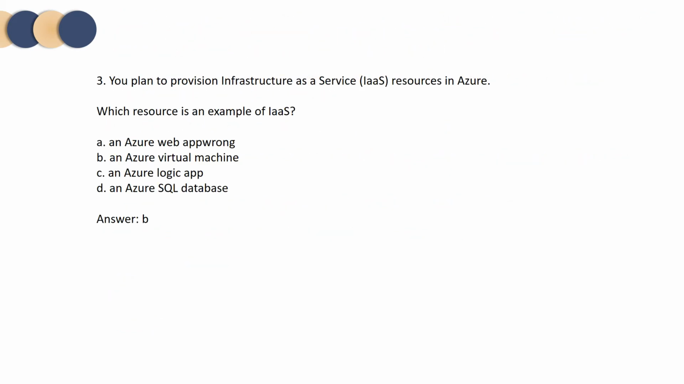3. You plan to provision infrastructure as a service (IaaS) resources in Azure. Which resource is an example of IaaS? A. An Azure Web App. B. An Azure Virtual Machine. C. An Azure Logic App. D. An Azure SQL Database. Answer: B.